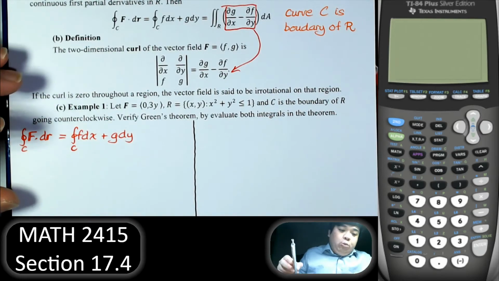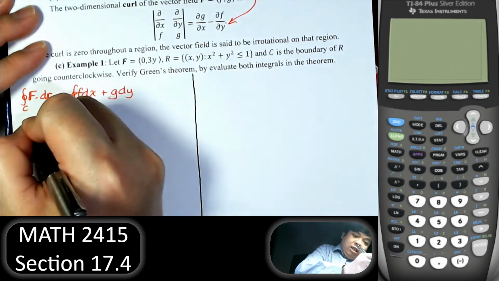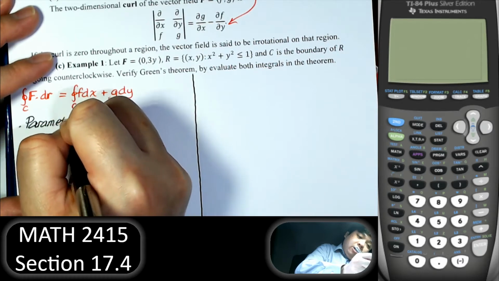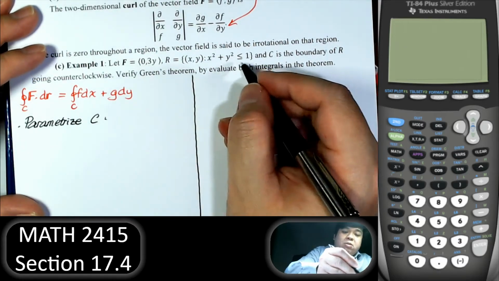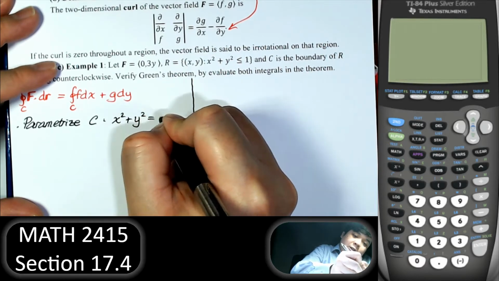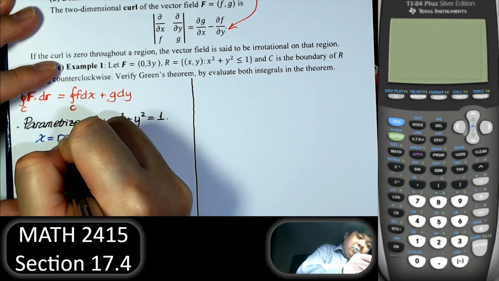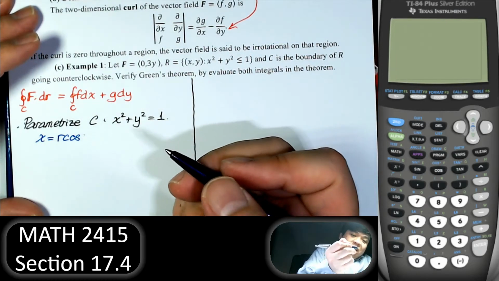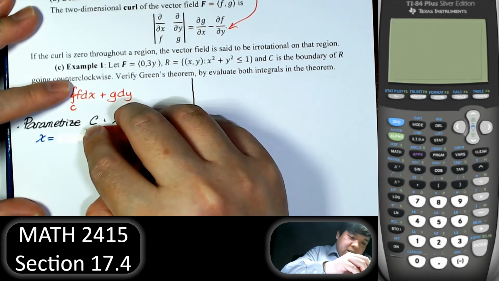So first we have to parameterize C. This is the standard line integral, so first we have to parameterize C in terms of one variable. C is x squared plus y squared equal to 1. So typically we will let x equal to r cosine theta. We can use t or theta. And the radius is equal to 1. So in that case we just have cosine and sine.